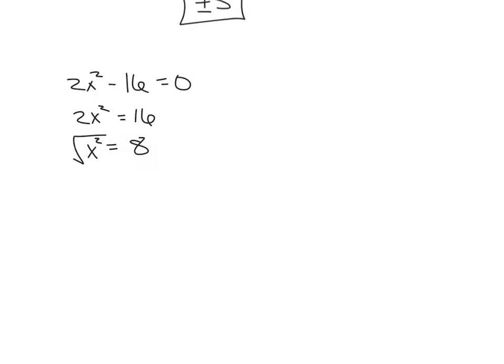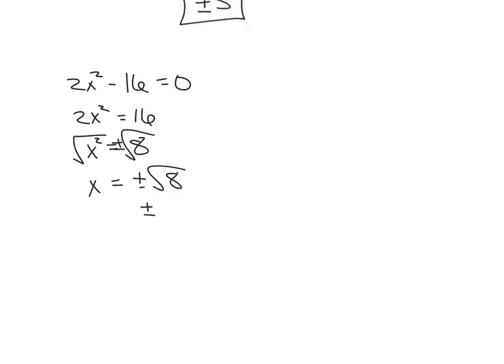Then I'm going to take the square root of both sides, and as soon as I do that, I get a plus or minus. So x equals plus or minus the square root of 8. Okay, but that's not good enough. Square root of 8 can be reduced. All right, so how do you reduce a radical?